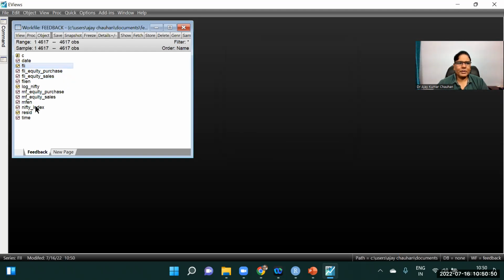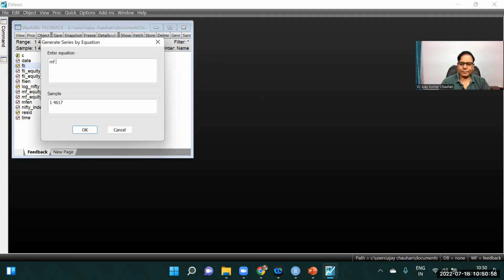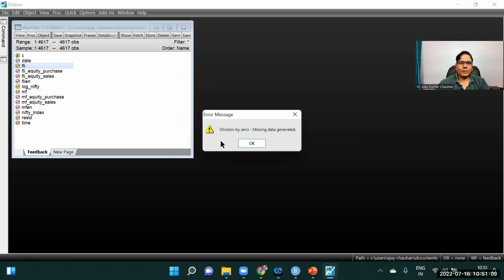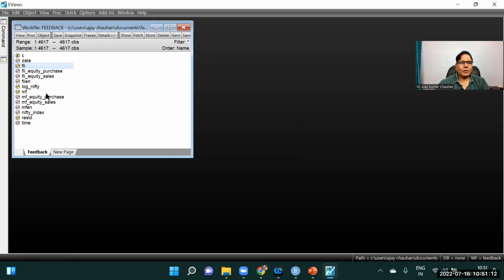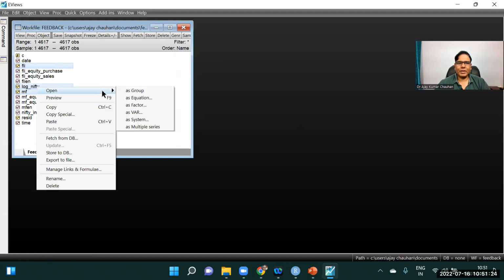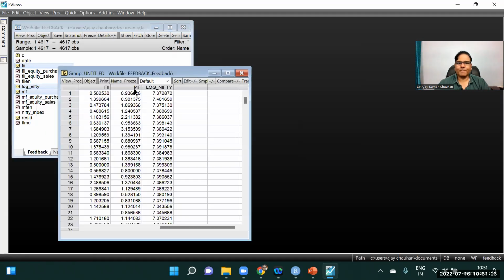This is the variable. Similarly, let me take mutual fund equal to mutual fund equity purchase divided by mutual fund equity sales. Okay. Now I'm taking FII, mutual fund and log of Nifty, and opening them as a group. So we have these three variables.